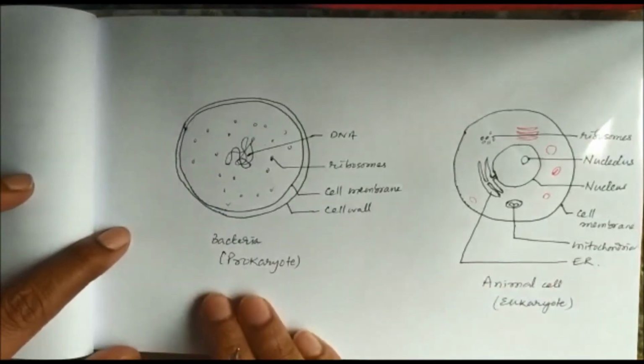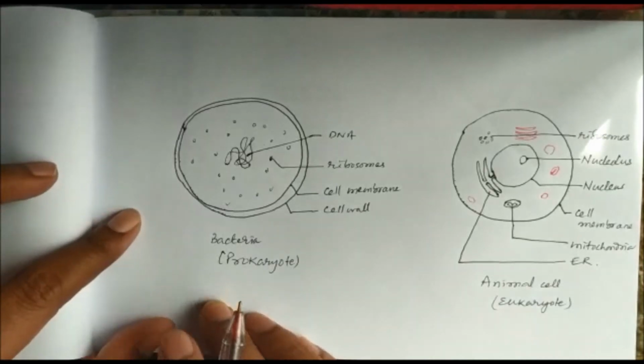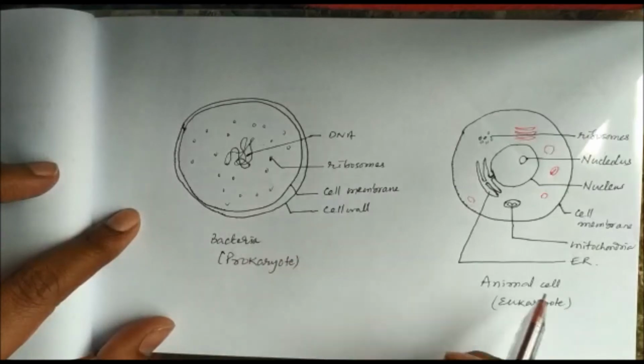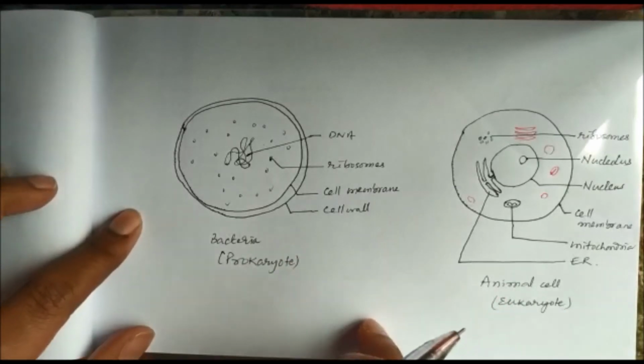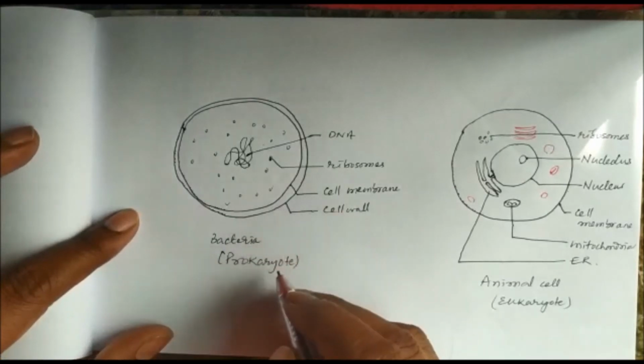Namaskar. Today we will study the difference between a prokaryote and eukaryote. So here I have given you the example of a prokaryote, bacteria, and one animal cell as an example of eukaryote. So what is the basic difference?